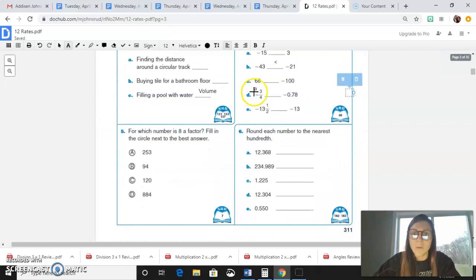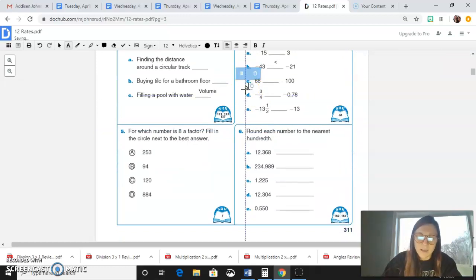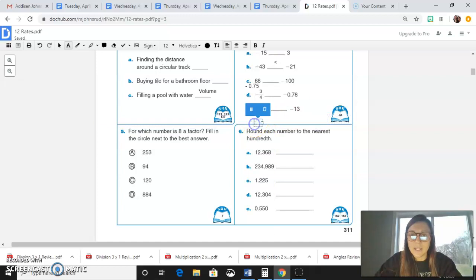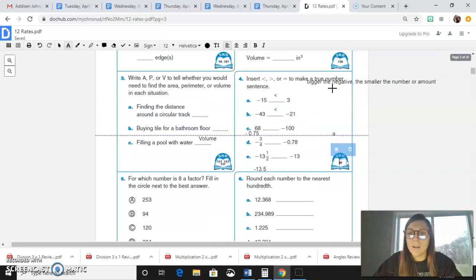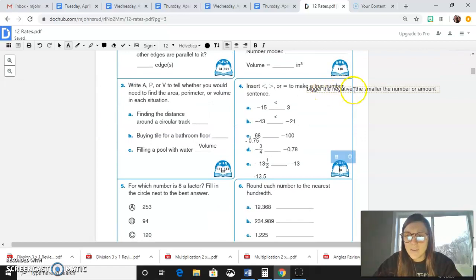I will give you a hint on here. Negative 3/4 is the same as negative 0.75, and negative 13.5 is the same as negative 13.5. Remember, the bigger the negative, the smaller the amount.